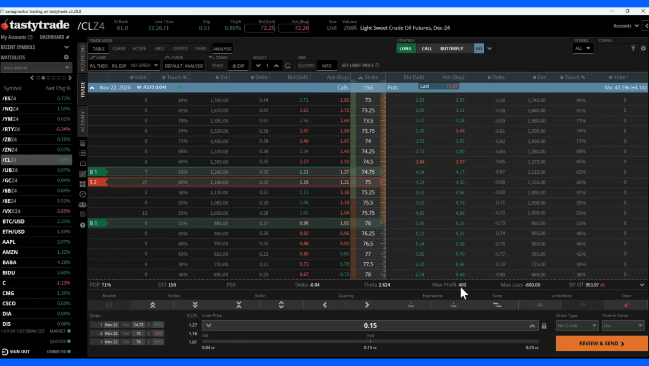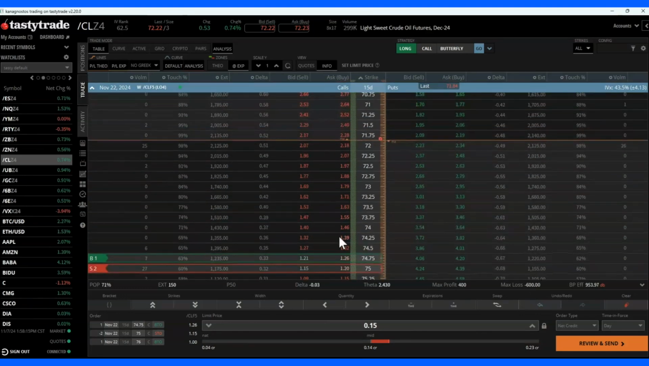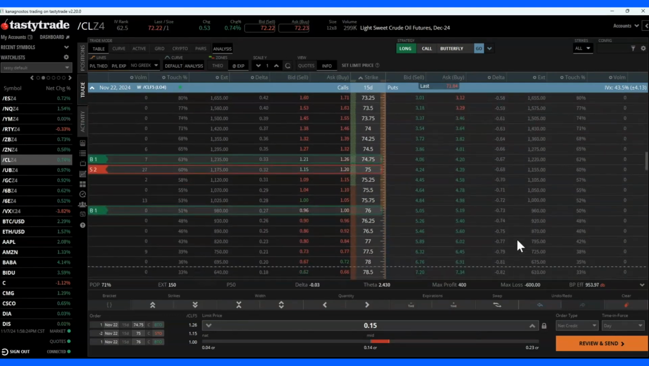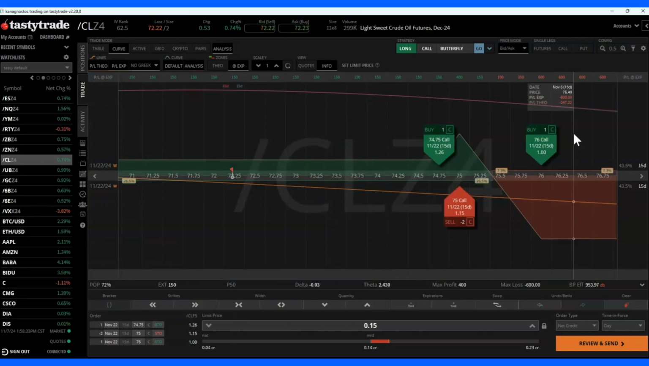Notice here that the max profit is $400. That occurs if we pin our short strike of 75 at expiration. That's very hard to do, so we're really just playing for the credit collected of $150. Max loss is $600. Now, if you did want to be more aggressive, you could certainly move this whole thing closer to at the money. You would have a larger credit collected, and your buying power to place the trade would also be greater.